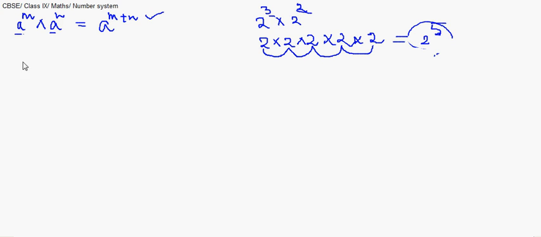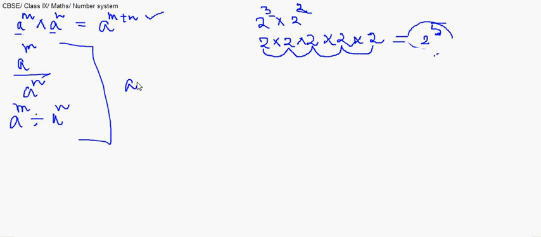Second one, a to the power m divided by a to the power n. This can also be expressed as a to the power n divided by a to the power m. Here in both the cases, the powers get subtracted. So if the bases are equal and the symbol is a division, the powers get subtracted. Let's take up a few questions on these two rules. I'll just note down the third one as well at the same time.